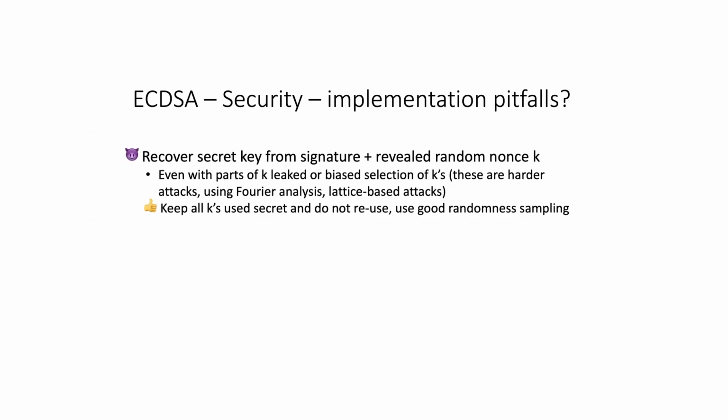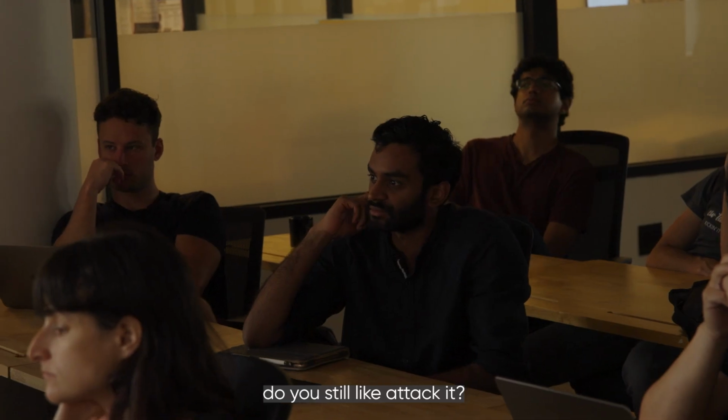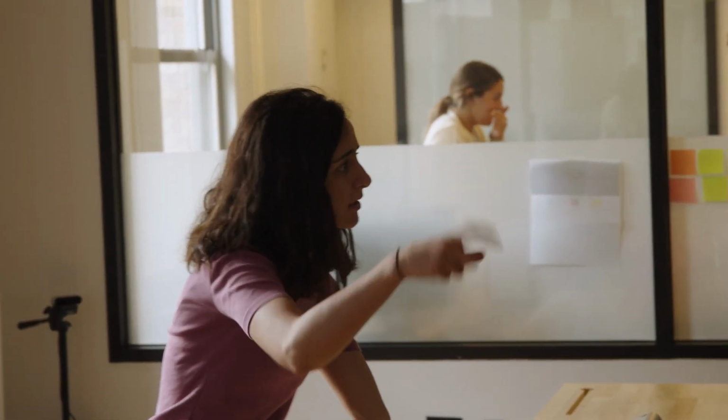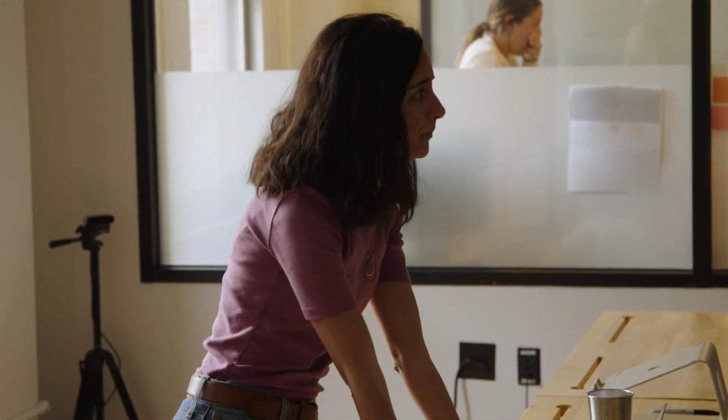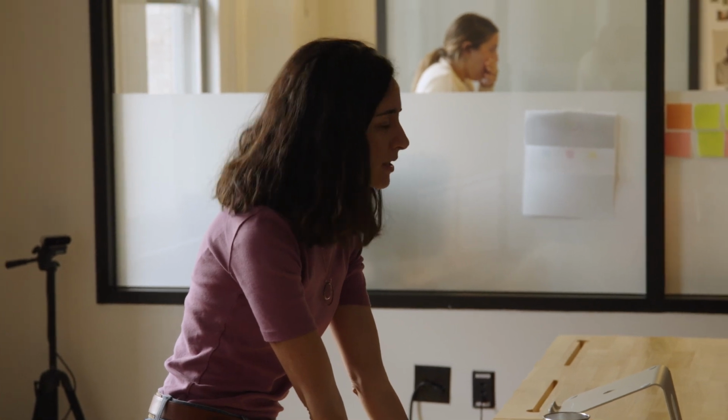Also, the question: if you don't know the bias, but there exists some bias, can you still attack it? I don't think so. I think they actually need to know certain patterns on the next nonces that are going to be selected.